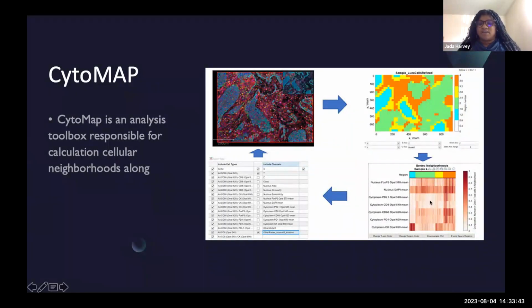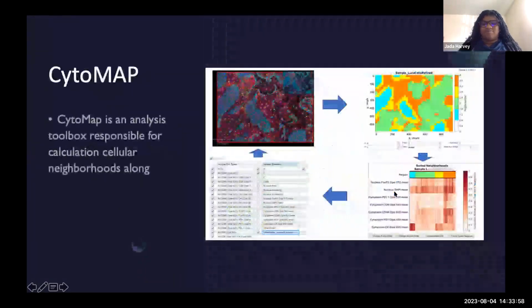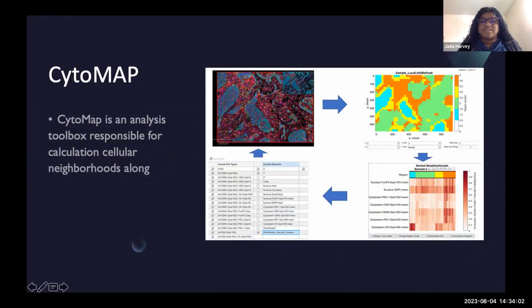Also through CytoMap, you are able to perform your dimensionality reduction, which is your UMAPs, as well as your heat maps, and they're all based on your initial cellular neighborhood analysis. And as I stated before, the cellular neighborhood analysis is able to be exported back into QPath and laid over your original fluorescent image.